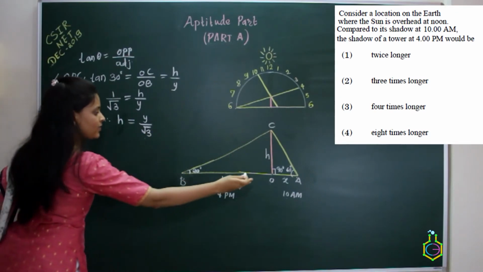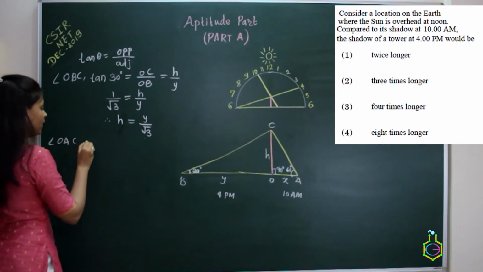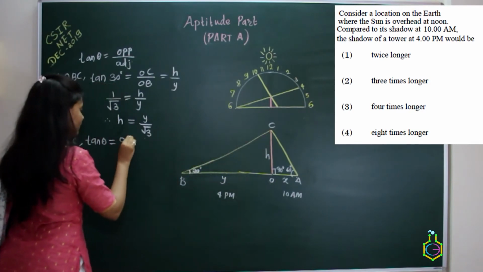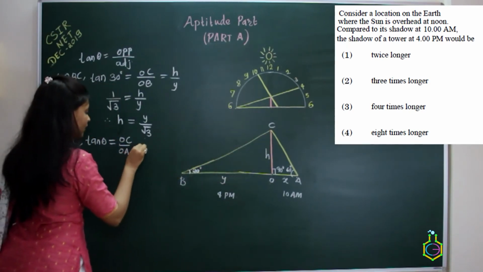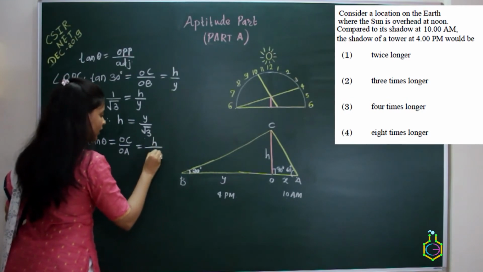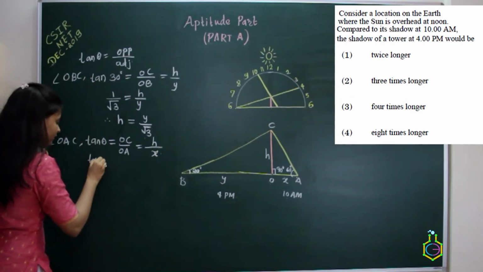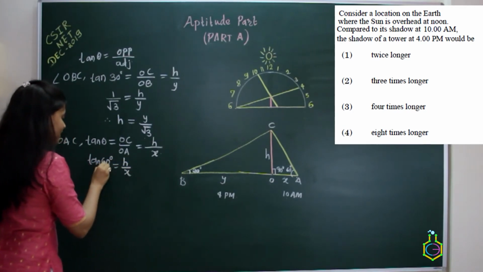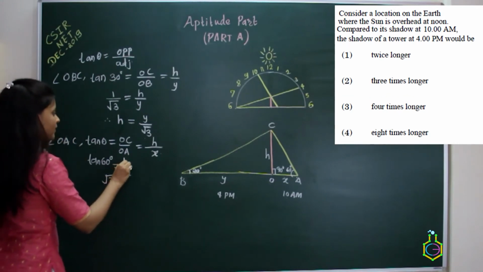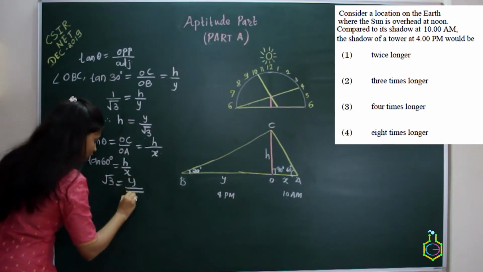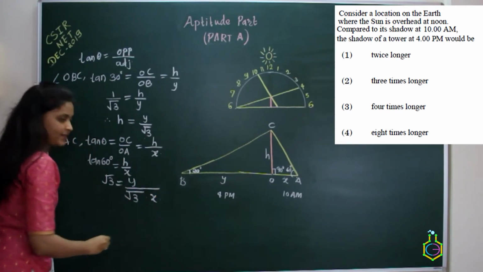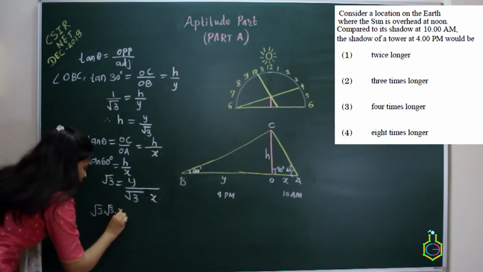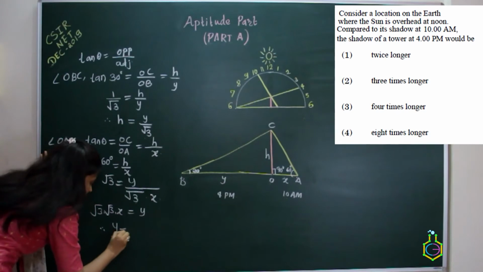Again, consider the other triangle OAC. Tan theta is equal to the opposite side, which is OC, to the adjacent side OA. What is OC? It is the height, and what is OA? x. The angle is 60, sorry. Tan 60 is equal to h upon x. Tan 60 is root 3. What is the value of h? y upon root 3. Transferring this here, root 3 into root 3 into x is equal to y.